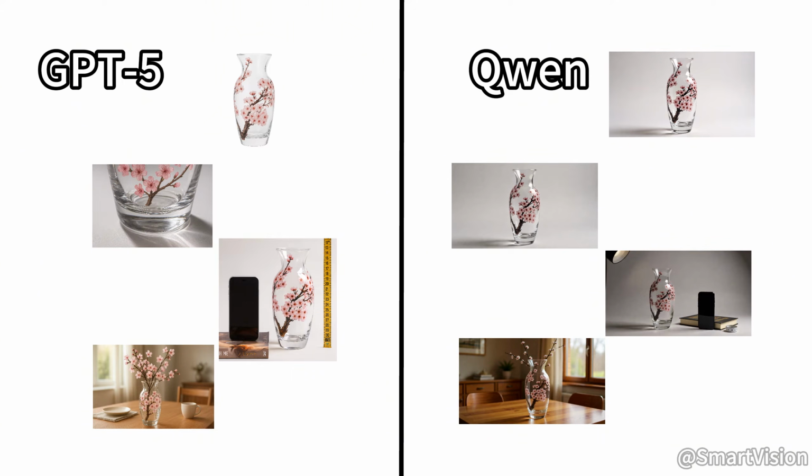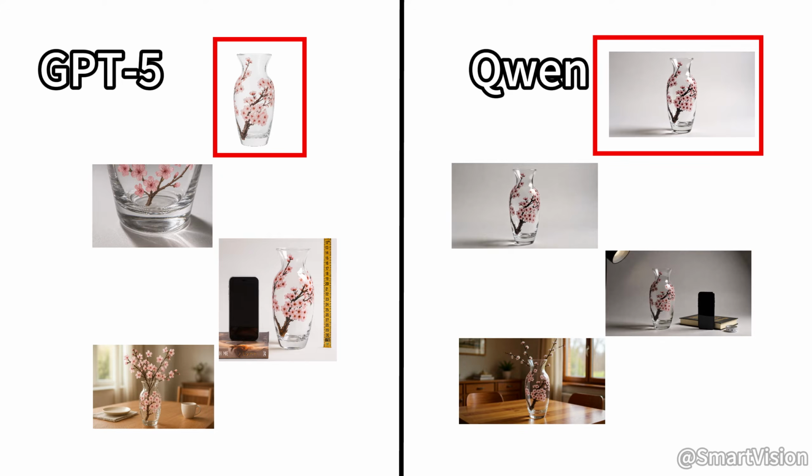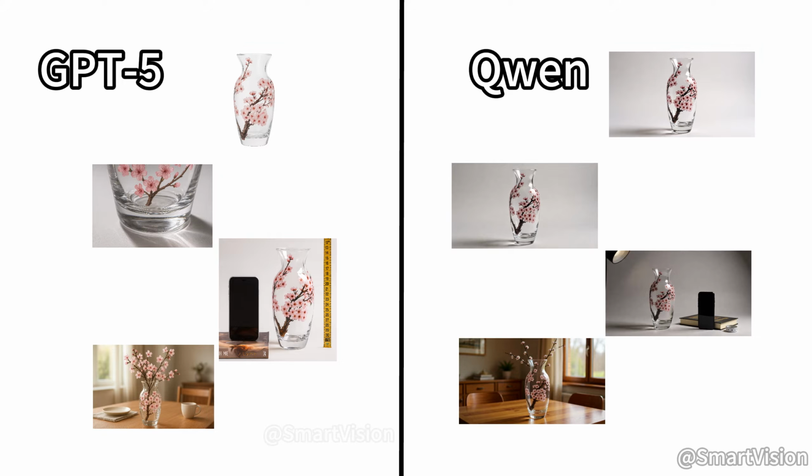GPT-5 produced several outputs that deviated from the reference base, including incorrect proportions, and Qwen also struggled to generate a proper white background hero image. Overall reliability was low and results needed manual correction. Thus, I'm awarding 2 points to both GPT and Qwen.